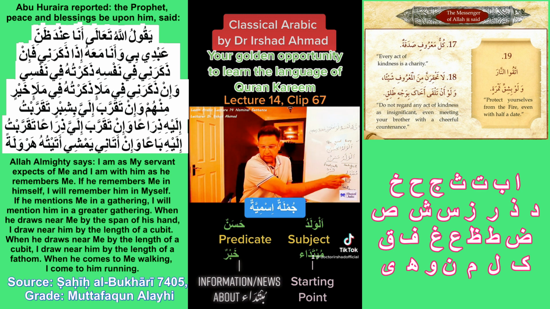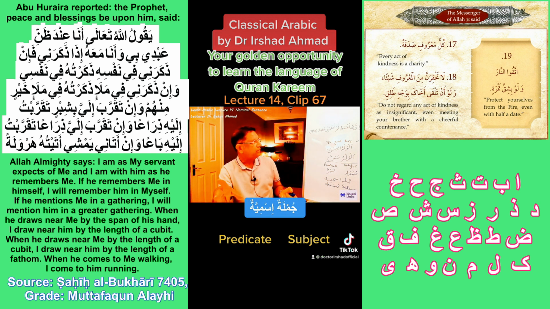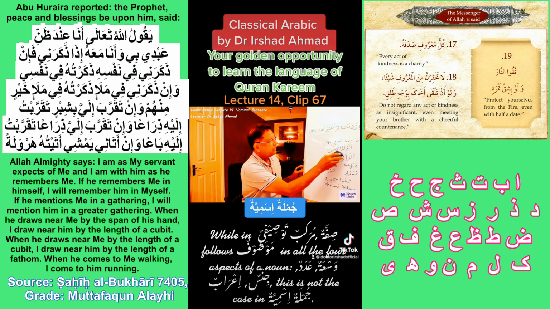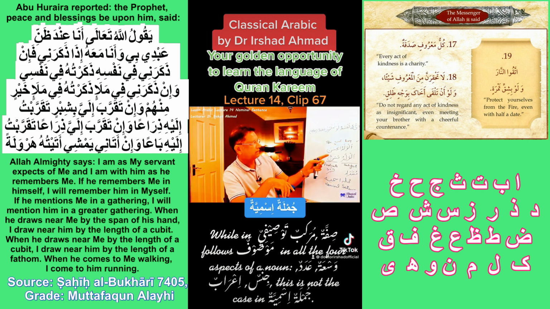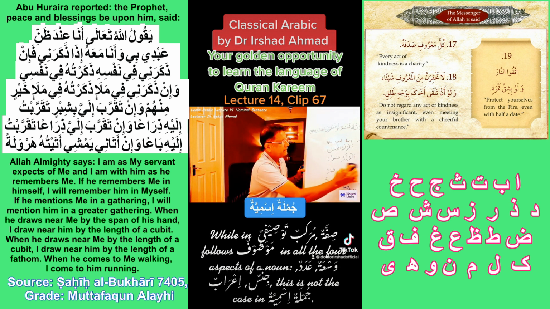So mubtada is basically something which we are talking about, and khabar is whatever we are saying about this mubtada. So that basically is khabar. Now, in jumla ismiya, we know that there are four aspects to every noun. In murakkab tawsifi, we know that sifa has to follow mawsoof in all those four aspects. What about jumla ismiya? How do we tackle that issue?